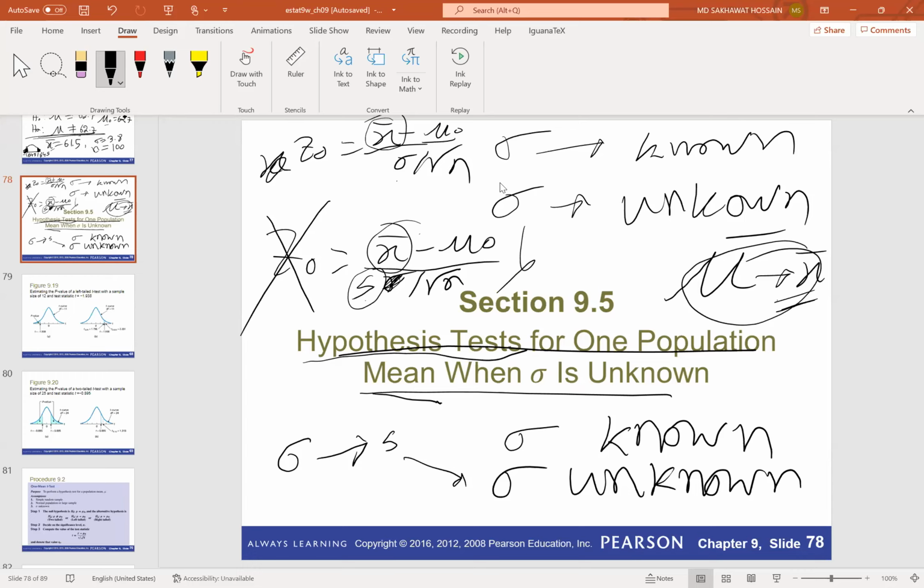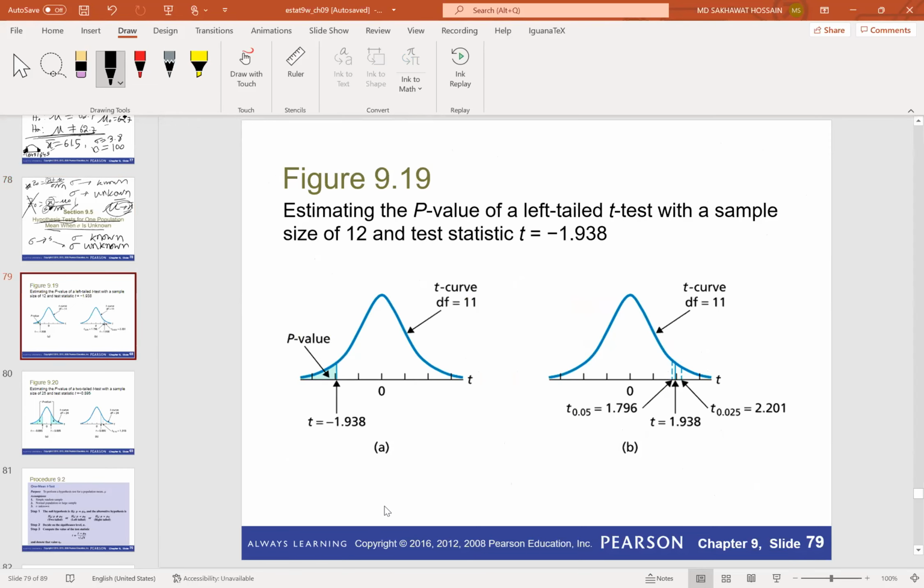We already discussed this when we constructed the confidence interval. If you remember, when sigma is known, we used the z interval. When sigma is unknown, we use the t interval. Similarly for hypothesis tests, when sigma is known and the sample size is large or the population distribution is normal, you can use the z test. But when sigma is unknown, we have to use the t test.